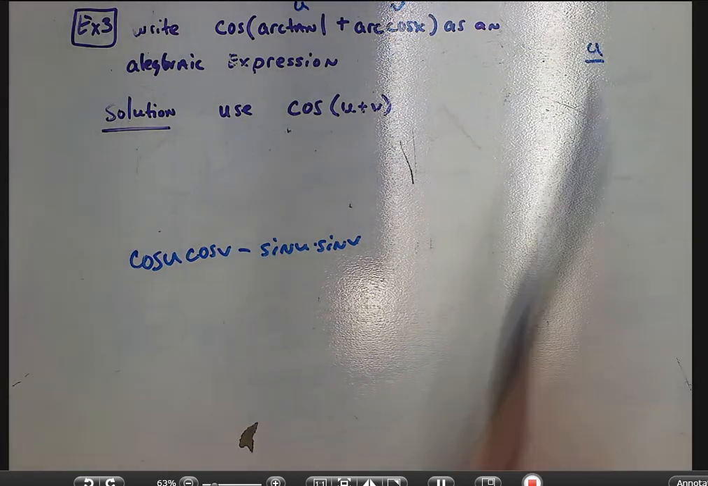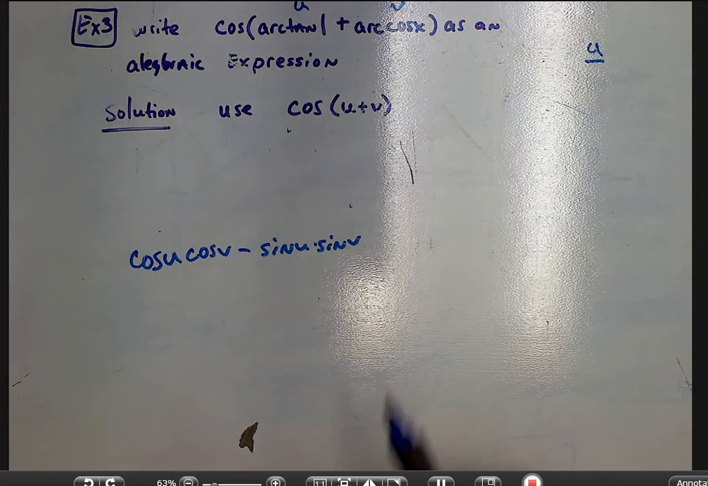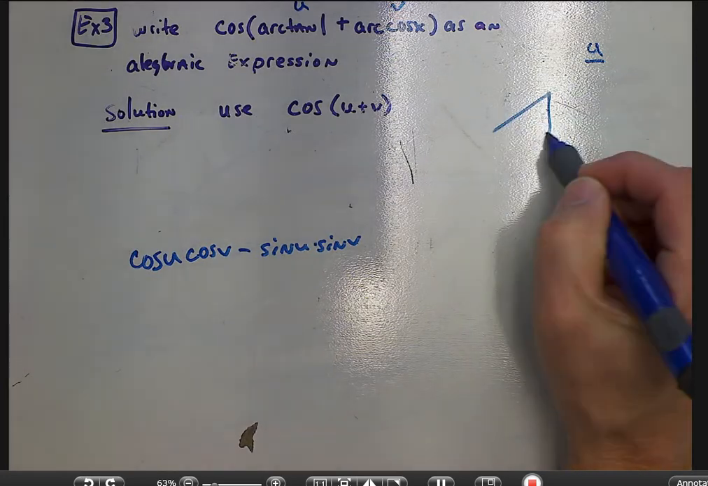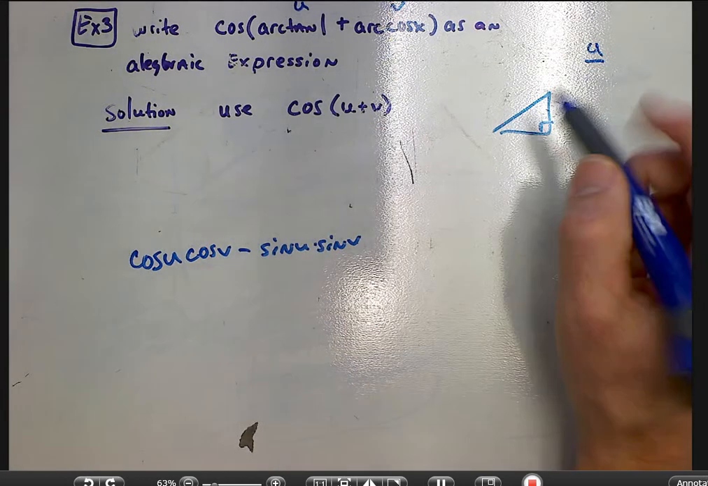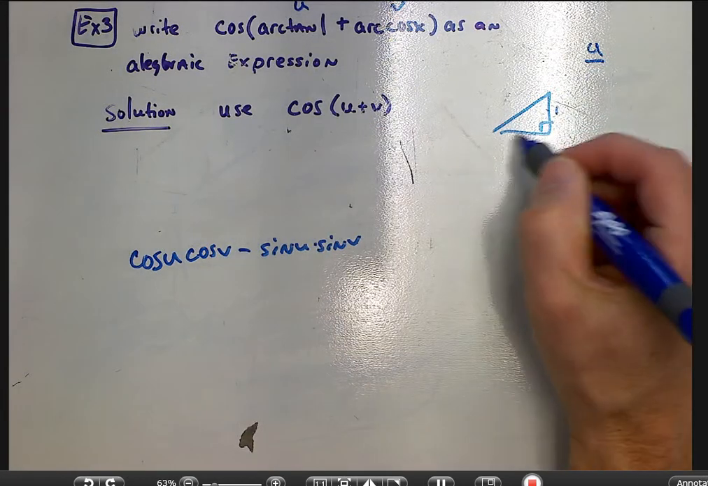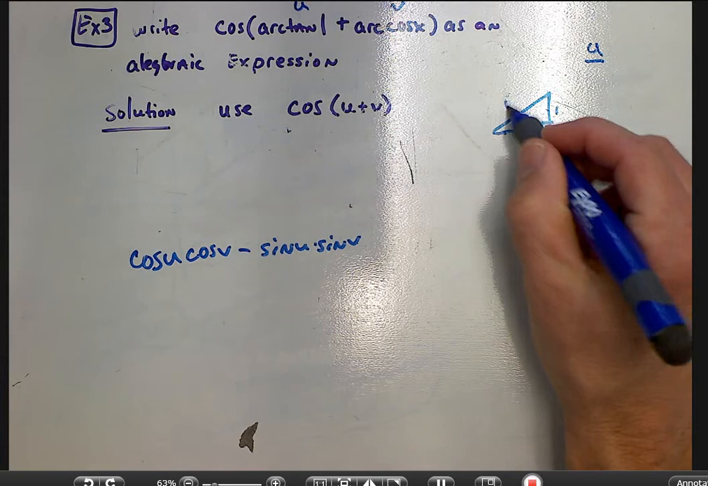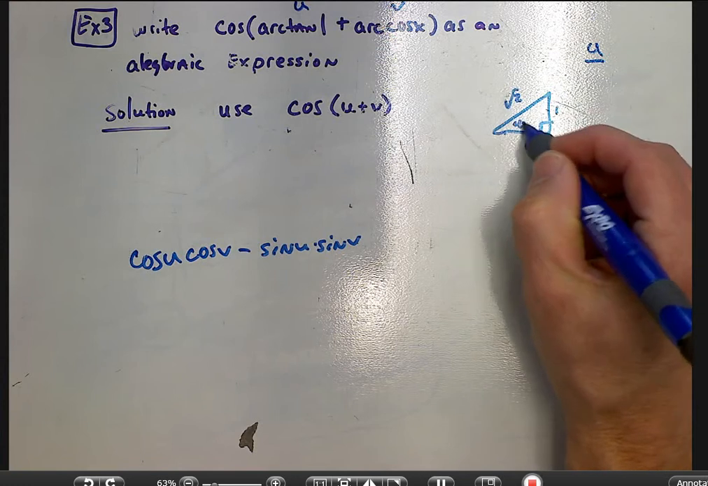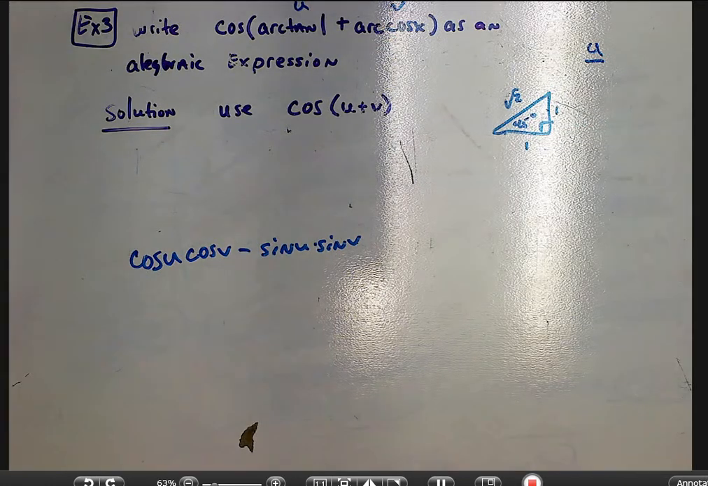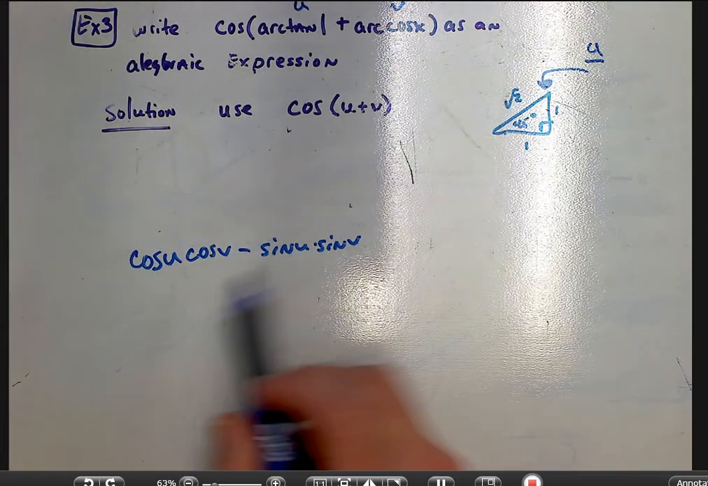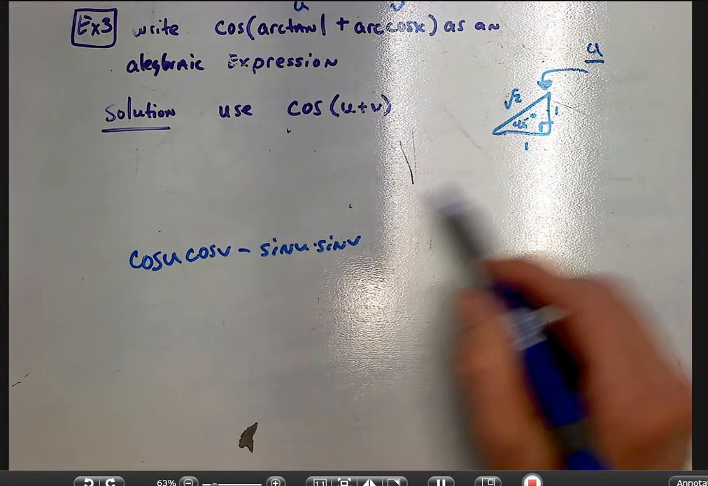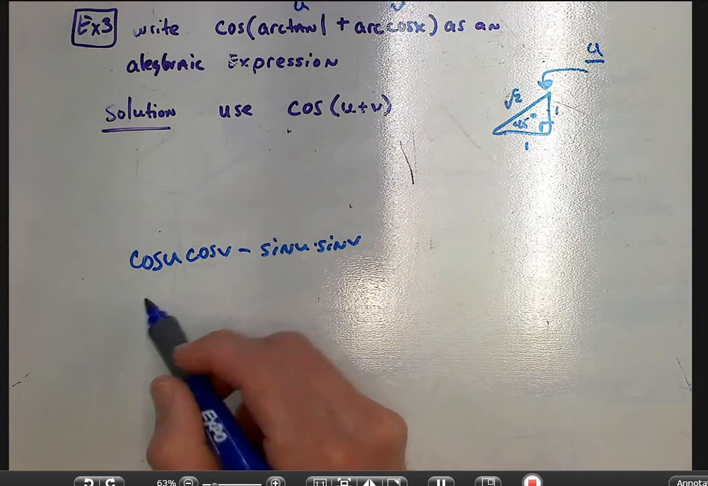So for u, I'm going to draw a triangle. Since it wants to know the arctangent of 1, so 1 is opposite over adjacent. So we know this is square root 2. So we know this to be 45 degrees. So u is a 45-degree angle. There's u. So I need the cosine of u. The cosine of u is 1 over square root 2, which is square root 2 over 2.